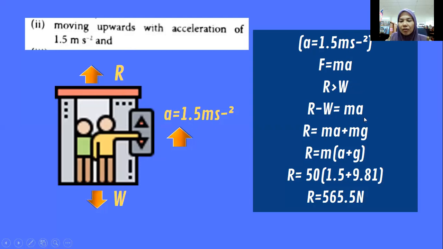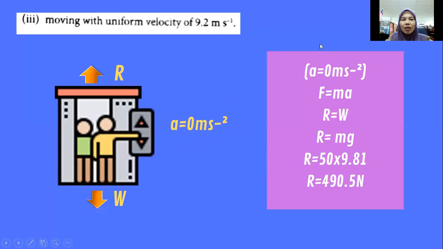R minus W is equal to ma. R is equal to ma plus mg. So substitute into the formula: a is equal to 1.5, g is equal to 9.81. Then you will get the reaction force is equal to 565.5 newton.